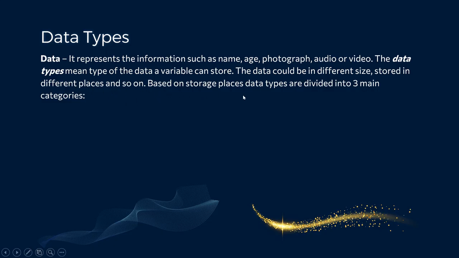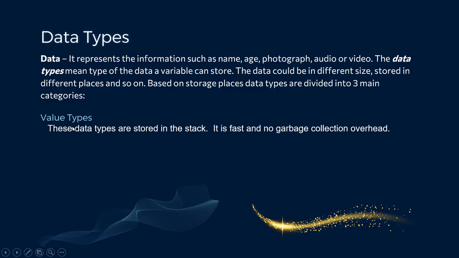Based on storage places, data types are divided into three main categories. First one is the value types. These data types are stored in the stack. It is fast and there is no garbage collection over it. We'll talk about garbage collection in later videos.